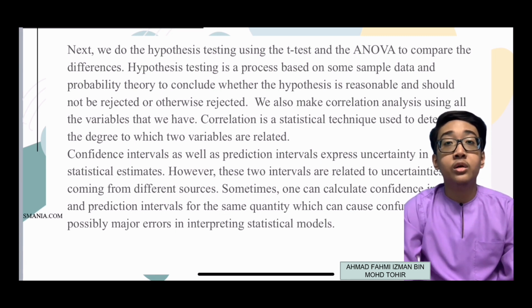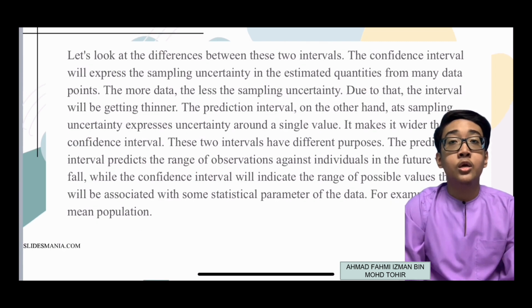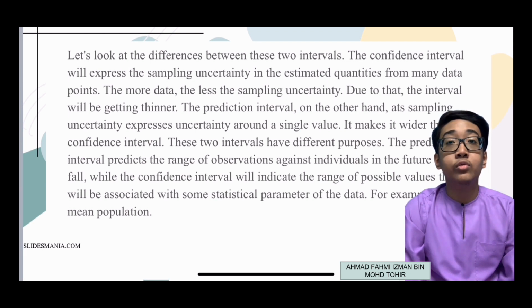Confidence intervals as well as prediction intervals express uncertainty in a statistical estimate. However, these two intervals are related to uncertainties coming from different sources. The prediction interval predicts the range in which an observation of an individual in the future will fall, while the confidence interval indicates the range of possible values that will be associated with some statistical parameter of the data, for example, the mean pollution.